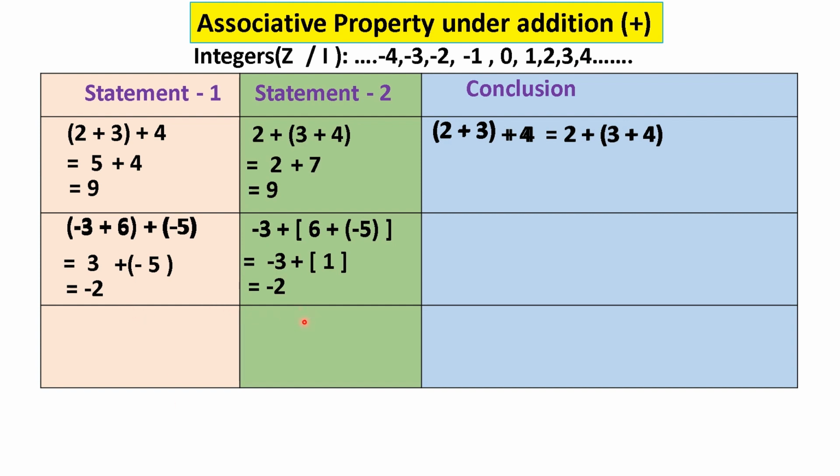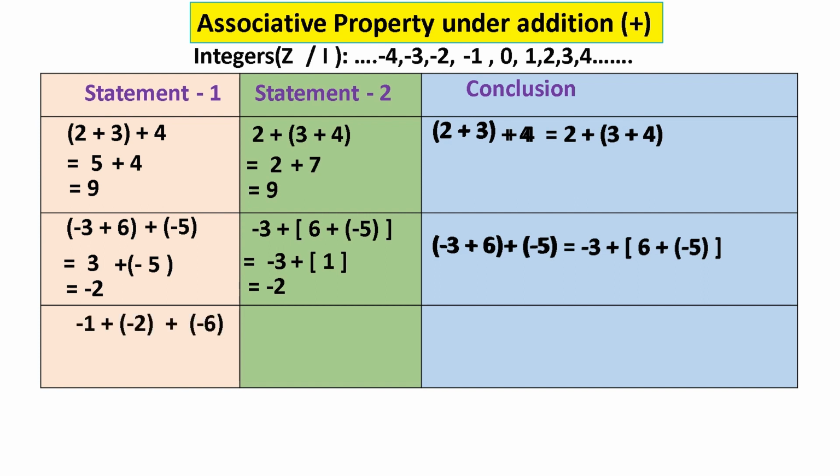Now by these two statements we conclude that (-3 + 6) + -5 is equal to -3 + (6 + -5).